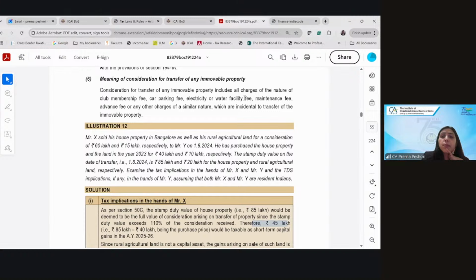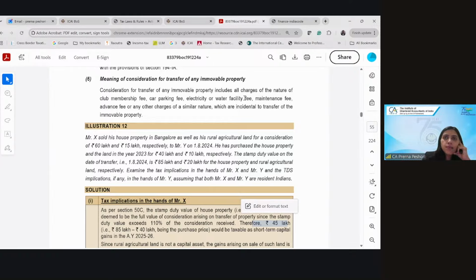Now what about Mr. Y? Mr. Y has paid 60 lakhs for this. So he has to deduct TDS. TDS on this at 1% on the stamp duty value, 85 lakhs. But will there be any other tax implication in the hands of Mr. Y? Since he got less than stamp duty value, 85 minus 60, 15 lakhs will be taxable.